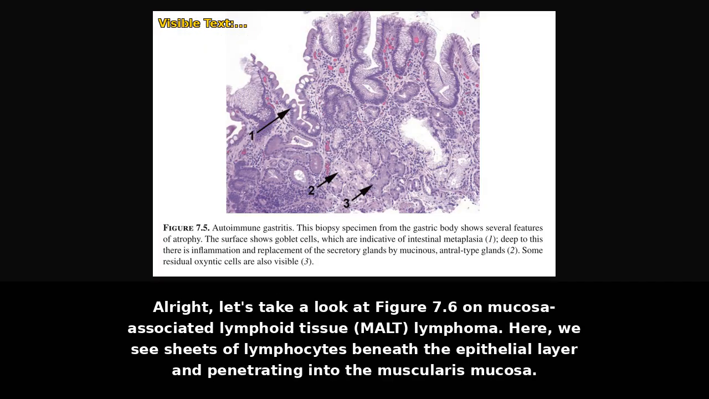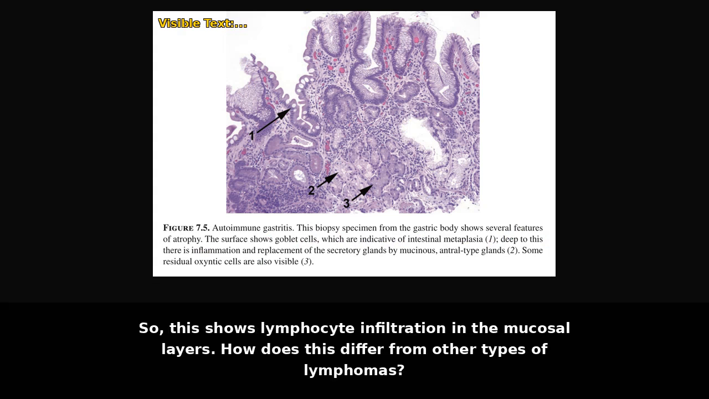All right. Let's take a look at figure 7.6 on mucosa-associated lymphoid tissue lymphoma. Here we see sheets of lymphocytes beneath the epithelial layer and penetrating into the muscularis mucosa. So this shows lymphocyte infiltration in the mucosal layers. How does this differ from other types of lymphomas?